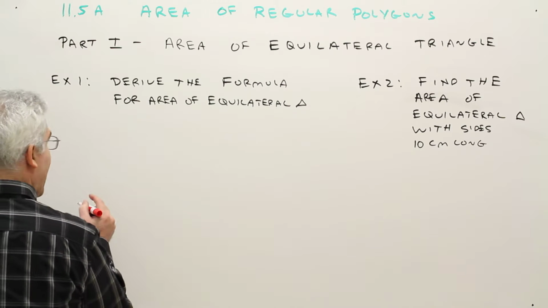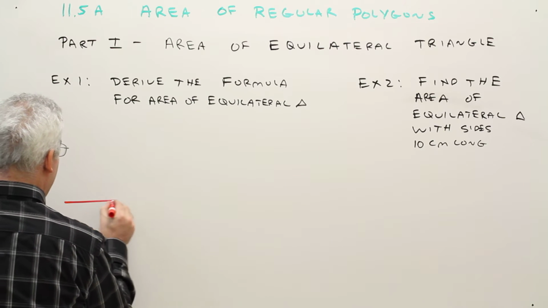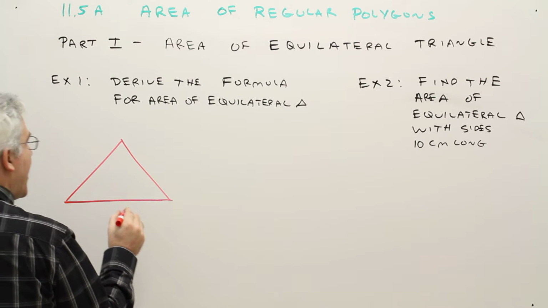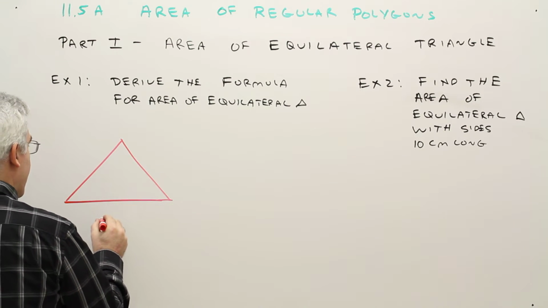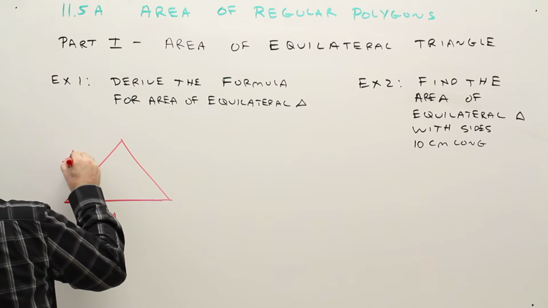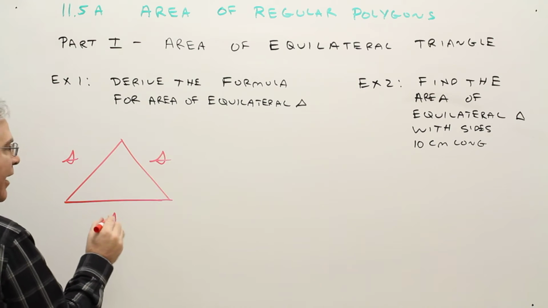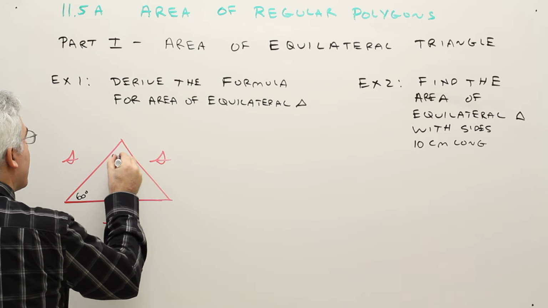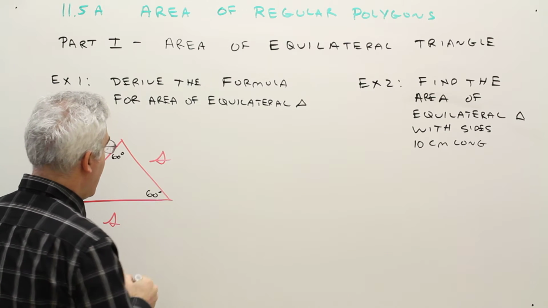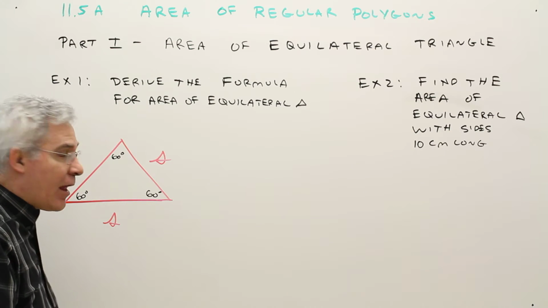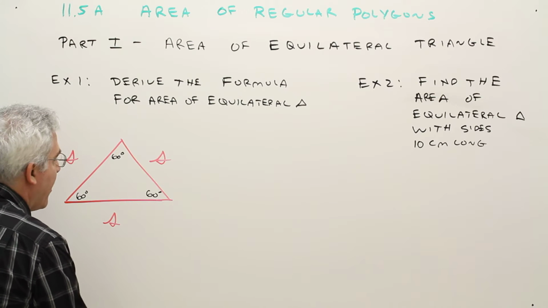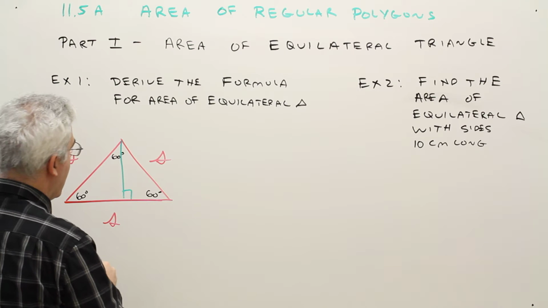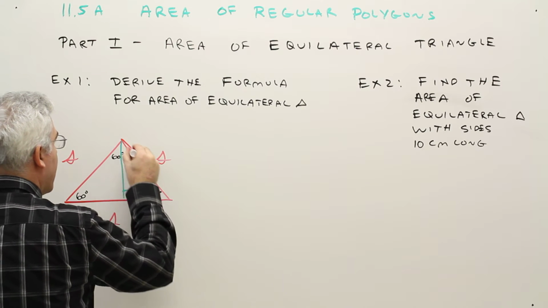All right, so let's start by drawing an equilateral triangle. Remember, all three sides are congruent and all three angles are congruent. So I'll just call this side S, side S, side S, and this will be 60 degrees, 60 degrees, and 60 degrees. And then, as we often do, I'm going to drop an altitude. This triangle could look a little bit better.